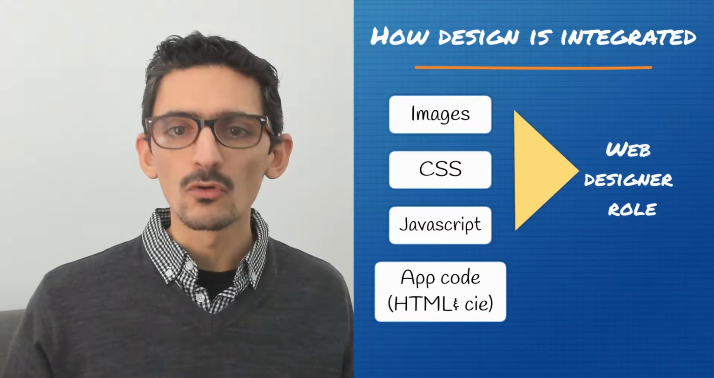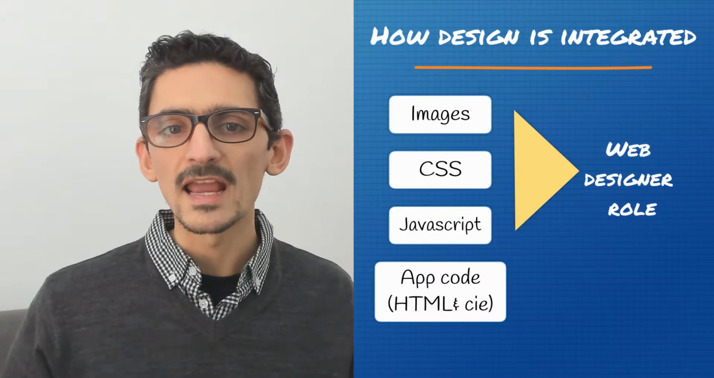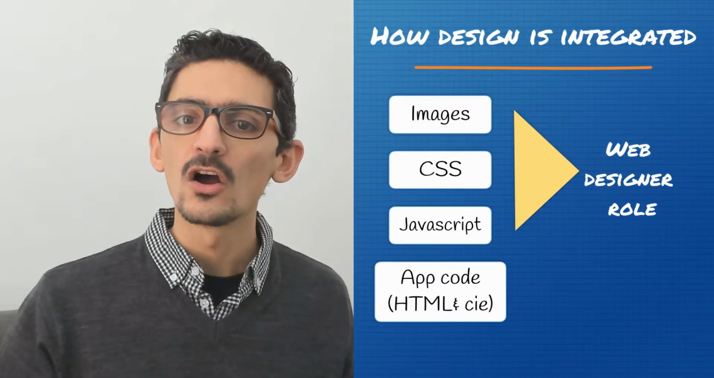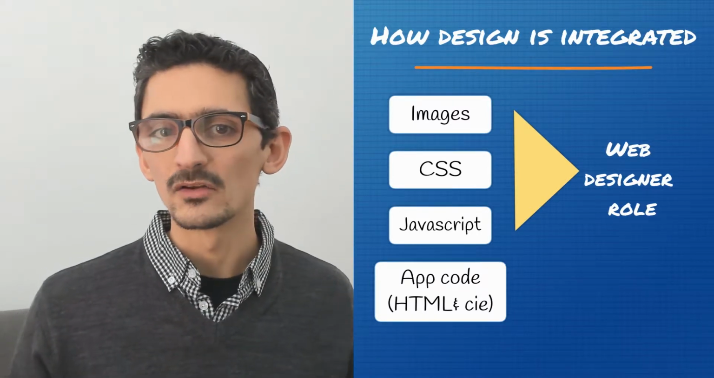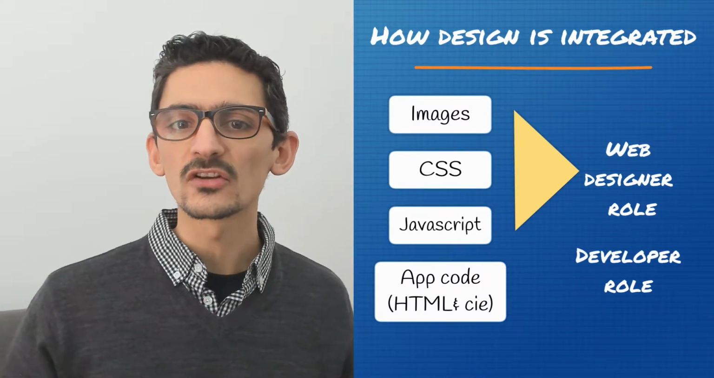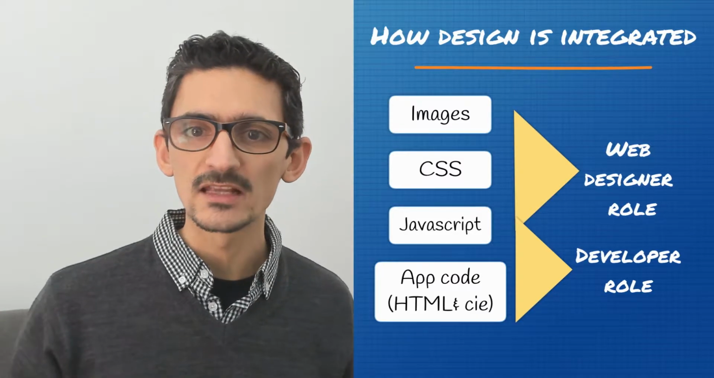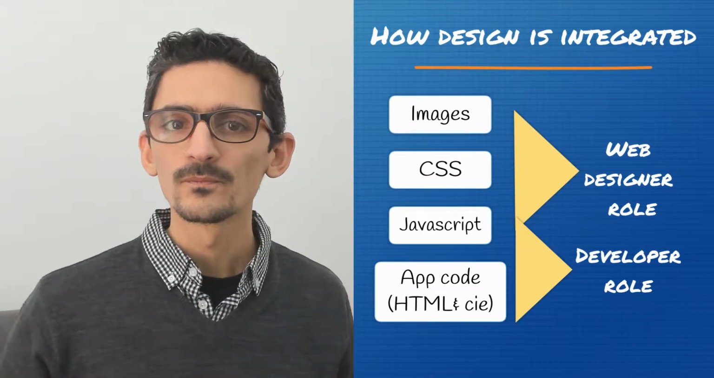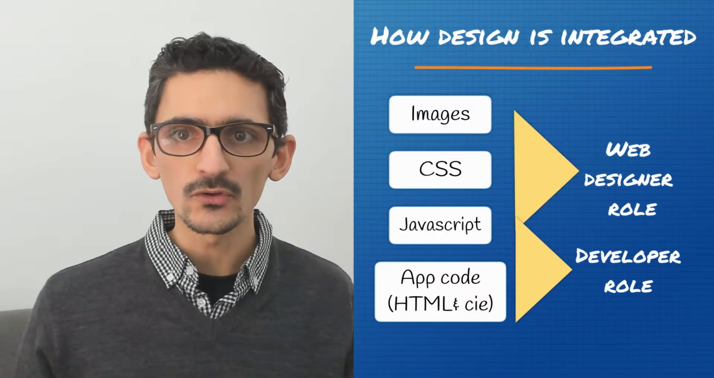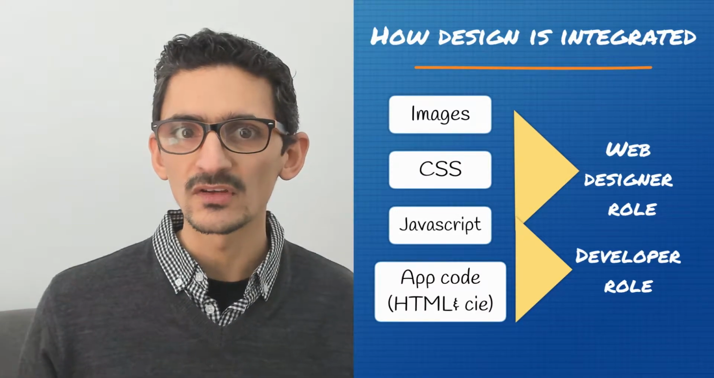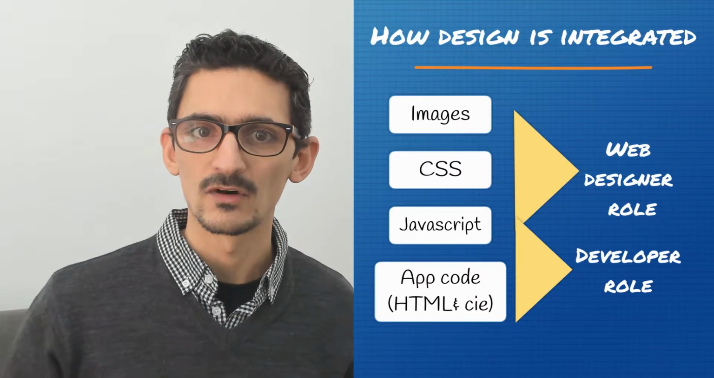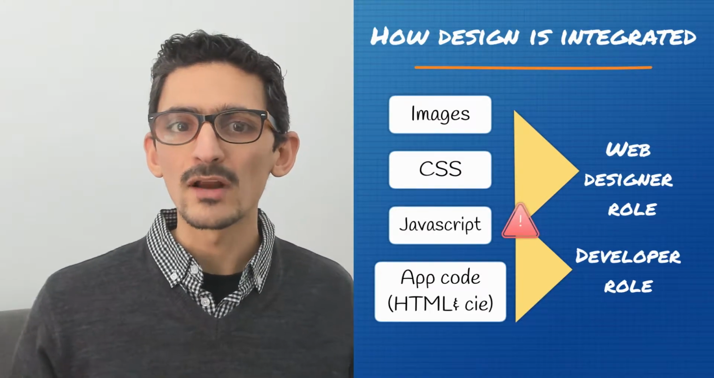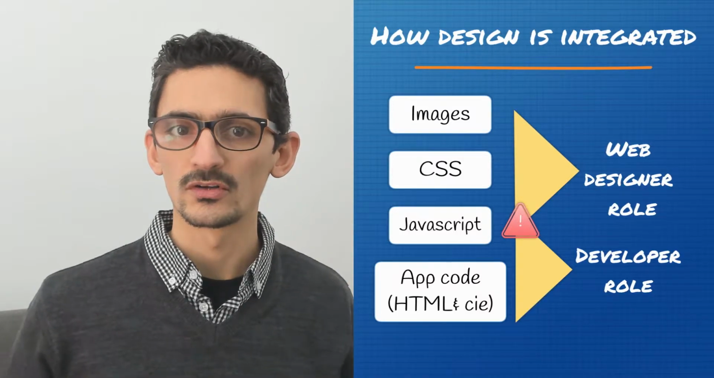So the designer's role is to create the images, the CSS, as well as working on the JavaScript, while the developer's role is just to work on the HTML as well as the JavaScript too. So the point is they are both going to work on the JavaScript development at the same time, right? Which can lead them to conflict. To erasing each other's work.